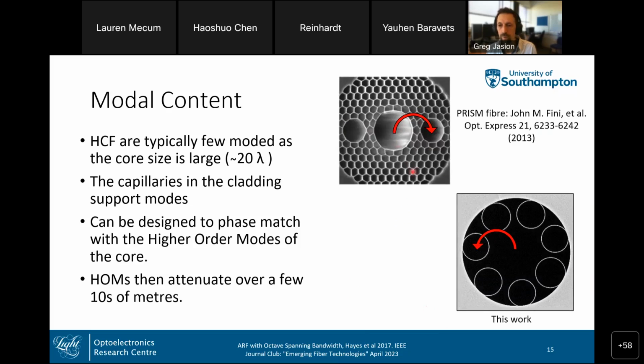So this has also been performed in PPGF using these shunt cores. It's exactly the same principle. These shunt cores are sized to support the higher a mode, which is phase matched to the higher order mode of the core.